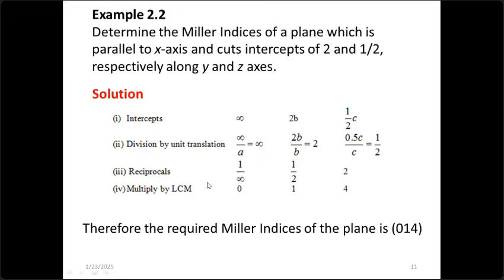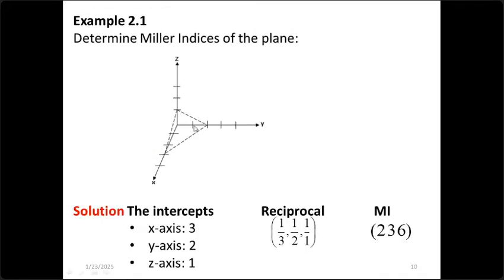Determine the Miller indices of a plane which is parallel to x-axis and cuts intercepts of 2 and 0.5 respectively along y and z axis. Okay, read again, please. Please repeat. Determine the Miller indices of a plane which is parallel to x-axis and cuts intercepts of 2 and 0.5 respectively along the y and z axis. Okay, good.